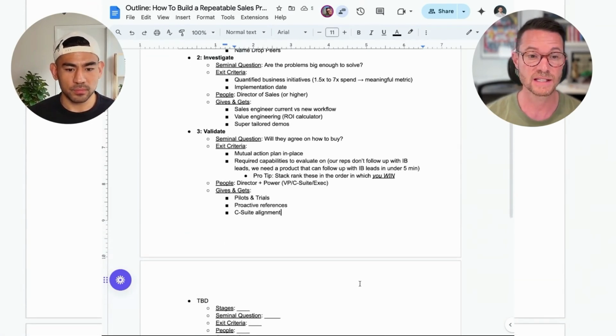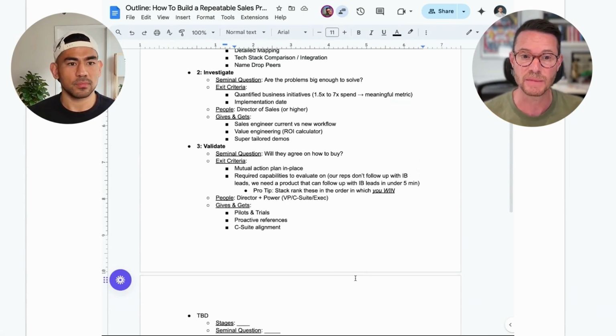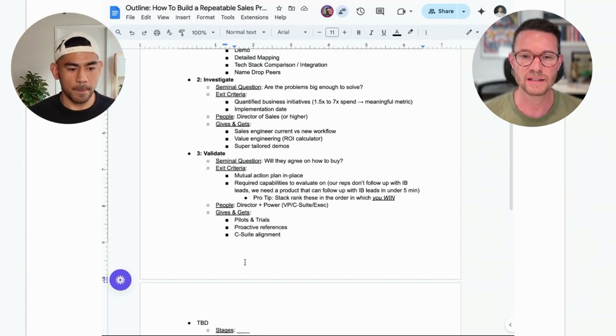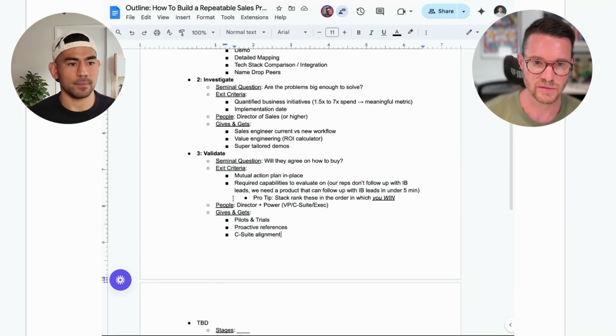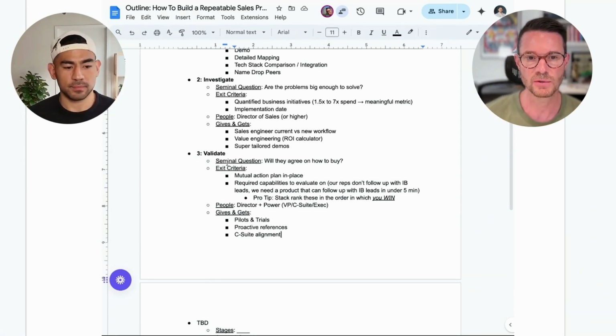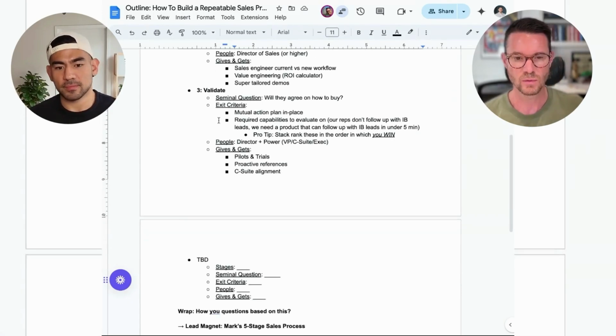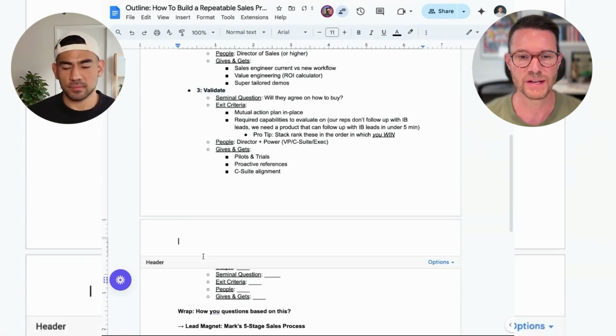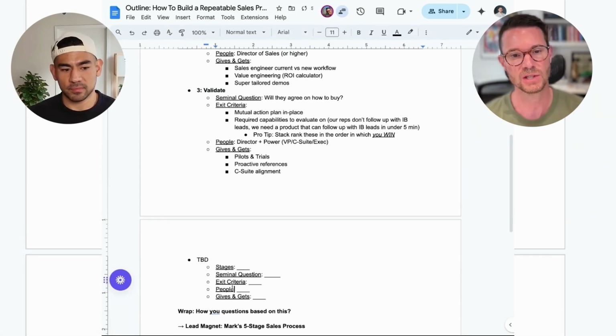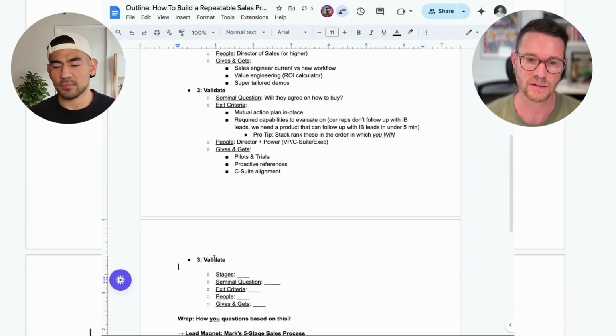And the other one is, this is where you would do C-suite alignment. Hey, you know what? I really need to get this done. Why don't I get my CRO involved in this conversation? Why don't we set up a call between them and let them figure out what the different steps are that we need to get through. And then you bring your executive in to help you with those exit criteria.